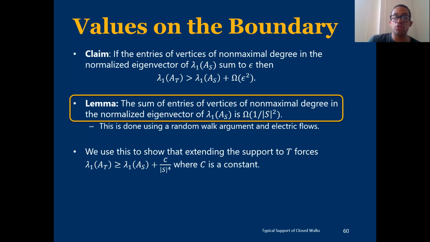So what this shows, putting these two things together, is that the spectral radius, so lambda 1 of A sub t, is at least lambda 1 of A sub s plus c over the size of s to the fourth, where c is some constant. And this is what gives us the previous result about the larger number of closed walks.